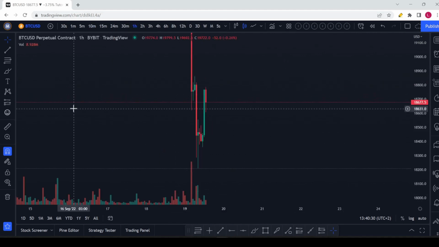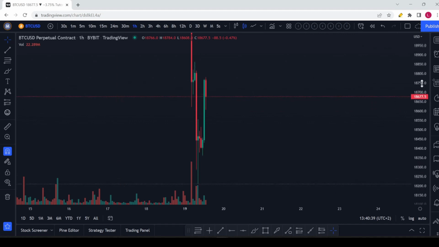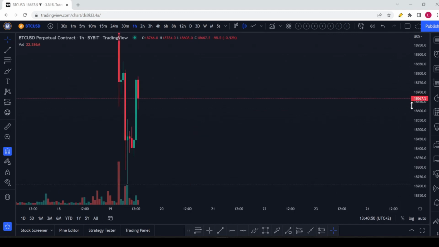The first thing I want to mention is you can see a dotted line over here, and it's red, and you can see that the price will go up and it goes down. And basically what this dotted line means is that it gives you the current price of the asset that you have selected. So in this case for Bitcoin, this is the current price.